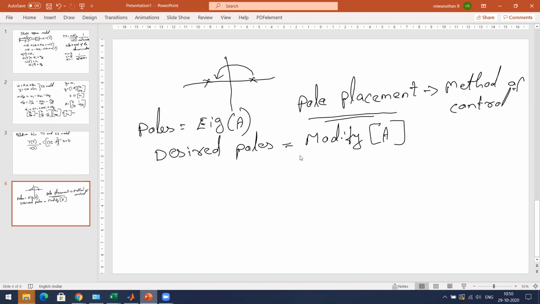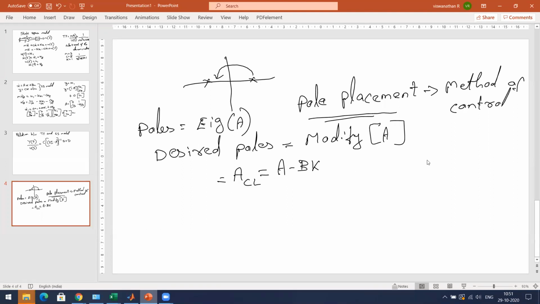To do this, you use a formula. A_CL, CL means closed loop, is equal to A minus BK. This is the modified, that is closed loop. Modify means you take the feedback and modify. So this is the closed loop A matrix, which is A minus BK.